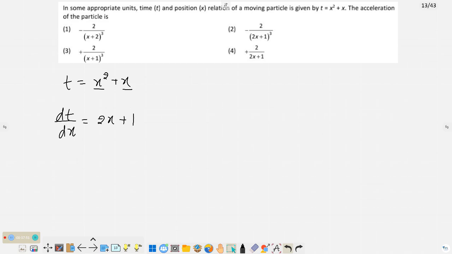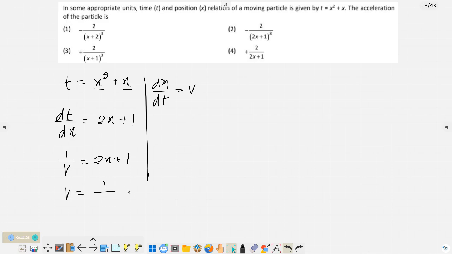So dx by dt, the rate of change of displacement, is nothing but velocity. That is, dx by dt is nothing but velocity, we know that. So I can write this as 1 by v, and 1 by v is equal to 2x plus 1. From this, v is equal to 1 by (2x plus 1). This is the velocity equation of the particle we have.